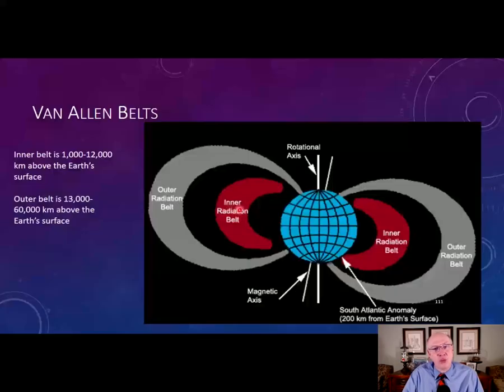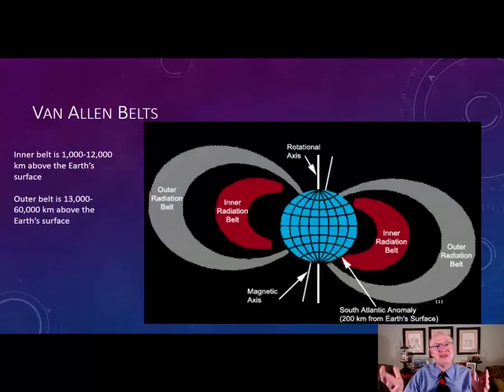The inner belt is about 1 to 12,000 kilometers above the surface. The outer belt is 13 to 60,000 kilometers above the surface. And what we mean by radiation belts is these are places where charged particles from the sun, as the sun is giving off a wind of charged particles, encounter the Earth's magnetic field and can get trapped. In particular, they can get trapped in these 2 radiation belts.